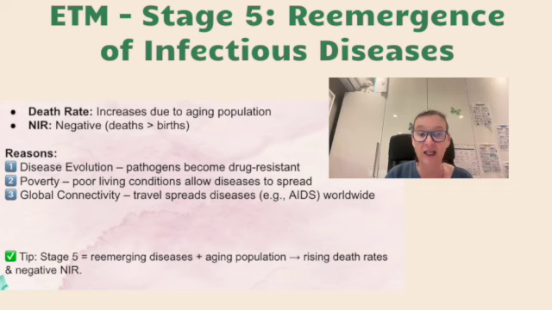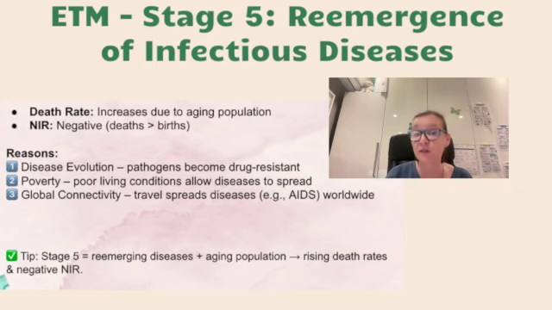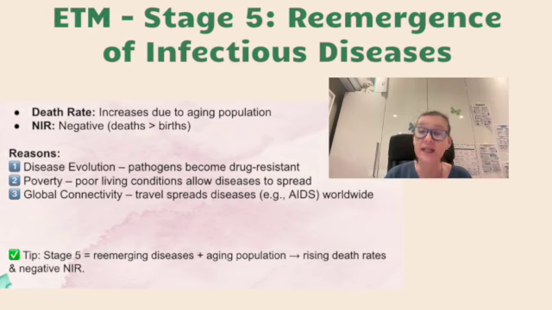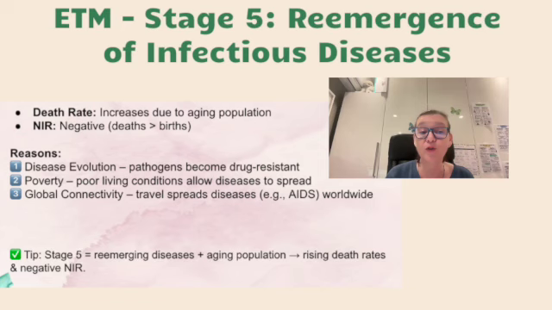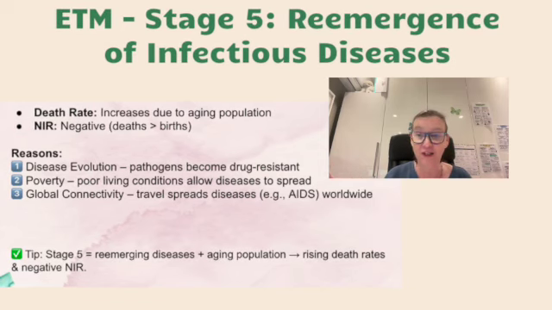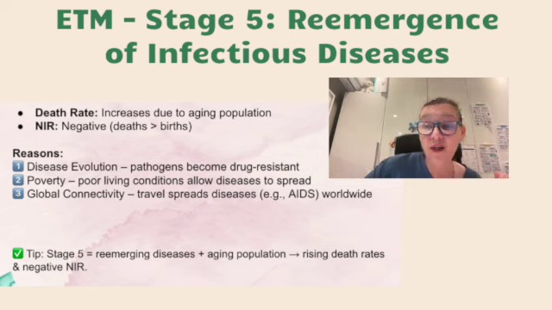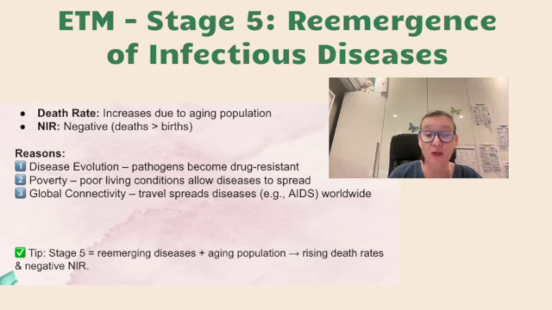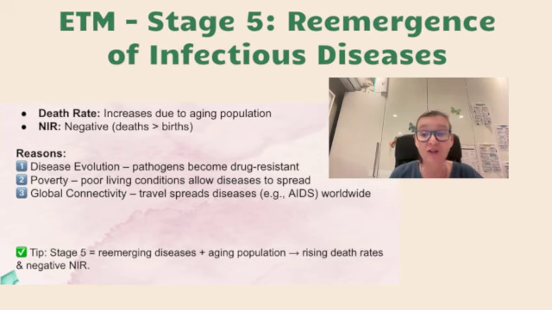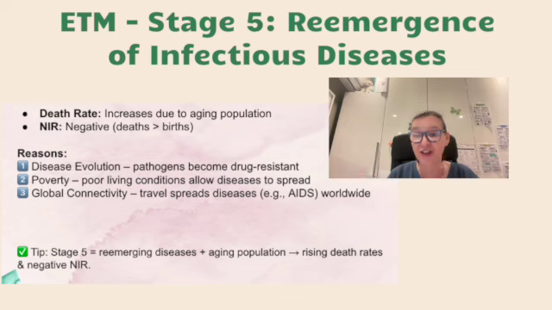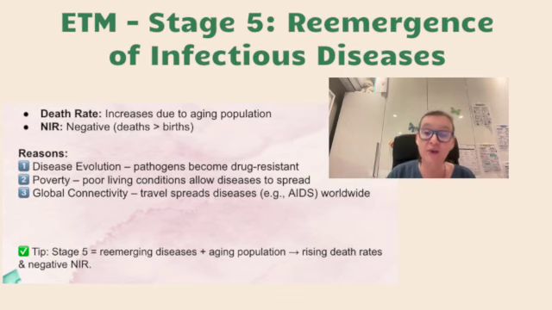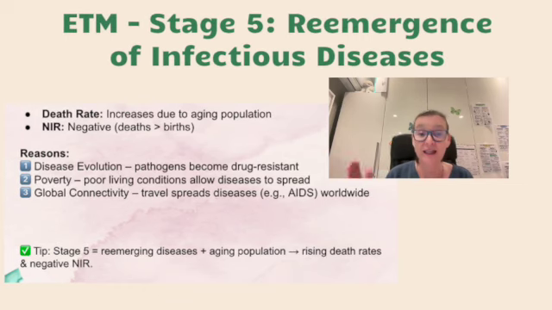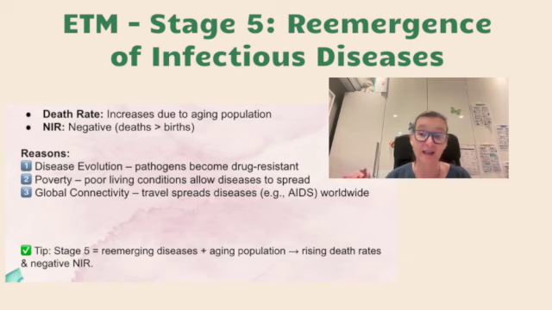Last, global connectivity. With modern travel and trade, diseases can spread across the world faster than ever. So, for example, HIV and AIDS, COVID-19, and other pandemics show how global movement allows outbreaks to reach every continent. We all lived through COVID-19. We know that's what happened. So, even in advanced societies, new infectious diseases reemerge, reminding us that health challenges are never going to fully disappear. They're just changing forms. So, when you think of stage five, remember re-emerging diseases plus aging population equals rising death rates and a negative NIR.